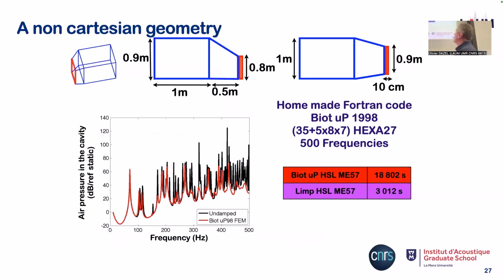So another example, which is on a non-Cartesian geometry, so which is purely 3D. Okay, so for that we use similarly exa27 element, and we have a more important computational time also by using the link model, which does not take into account the solid effects in the geometry. Okay, so here you have the pressure. And also, you see that with the porous materials, you dump some modes of the cavity.